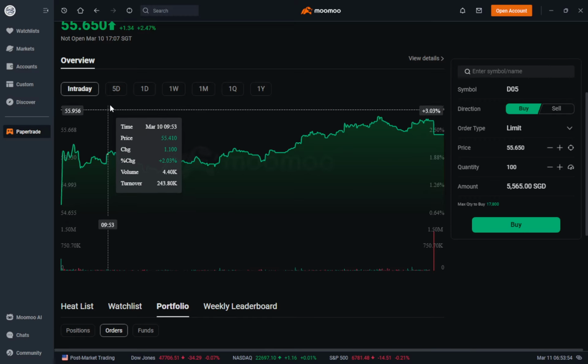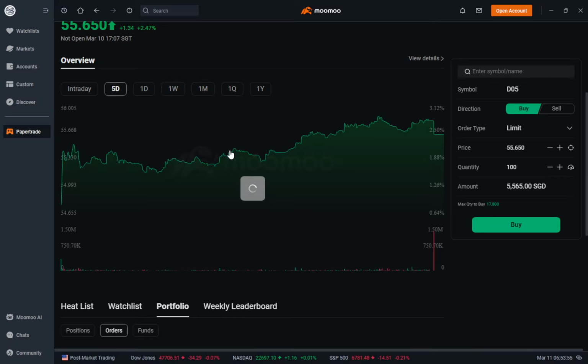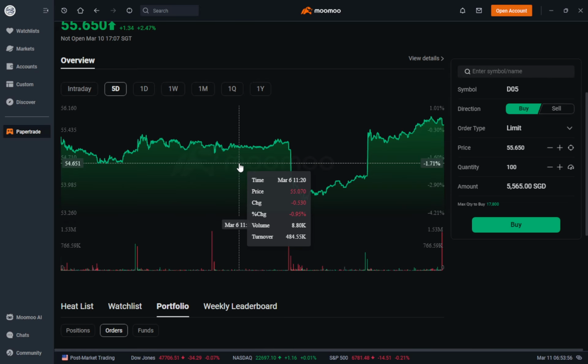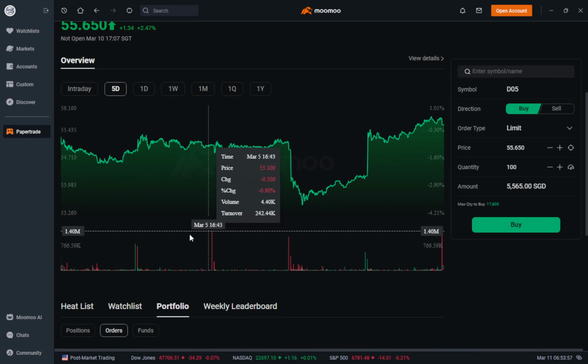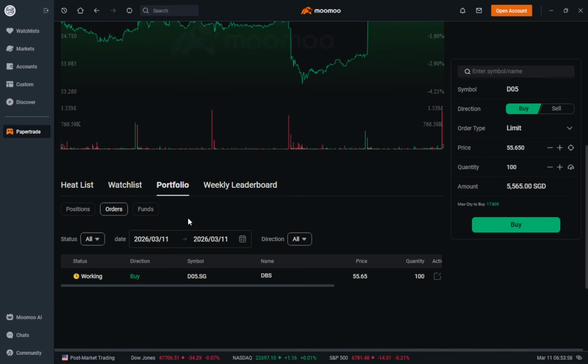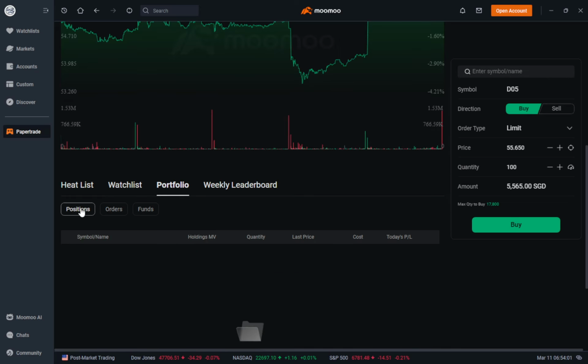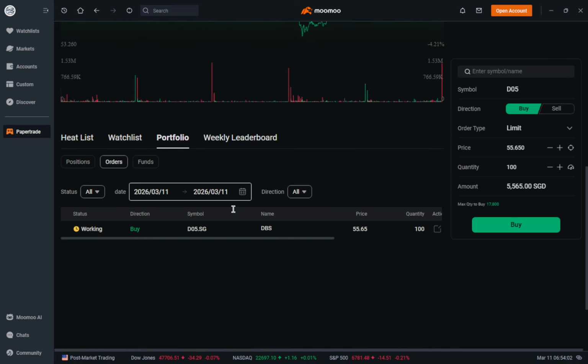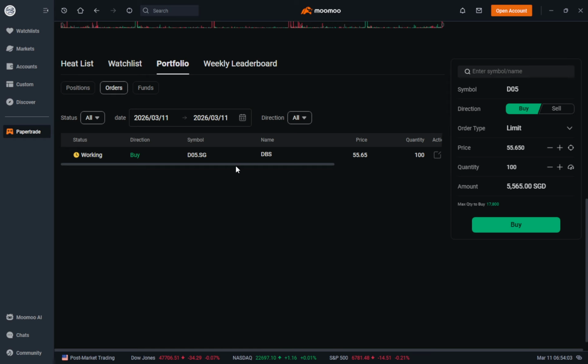A few helpful notes to keep in mind. Paper trading on Moomoo is free and does not require you to fund a brokerage account. It all runs in a simulation environment with virtual money. The virtual funds provided are typically around $1 million for stocks and options, and often higher for futures, though the exact amounts can vary by region and platform version.